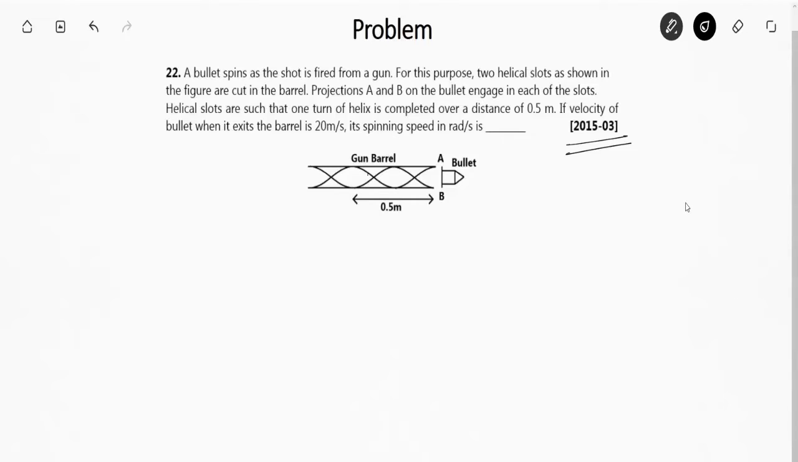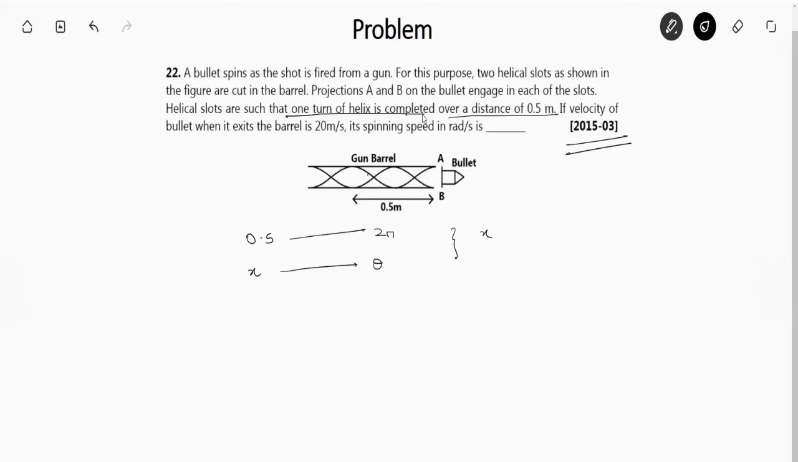So now friends, as it is written that one turn of helix is completed over a distance of 0.5 meter. So let's say when it is covering 0.5 meter, it's covering a rotation of 2 pi, 360 degree. So for x distance it will be having a value of theta.